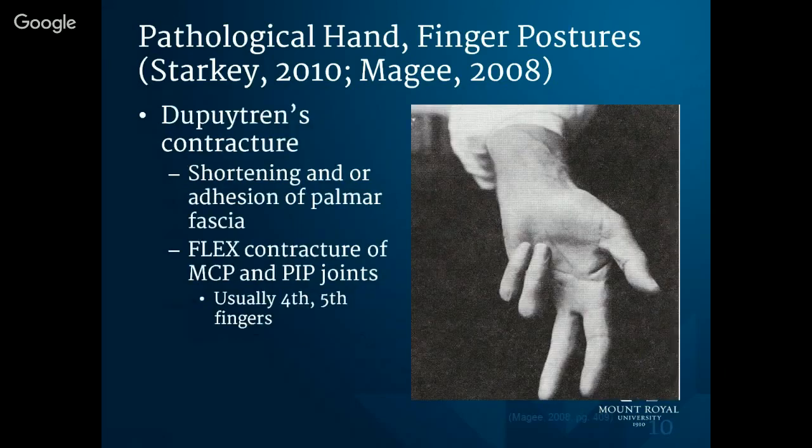Similarly, Dupuytren's contracture results in the same type of posture. There's a flexion contracture of the metacarpophalangeal joint and interphalangeal joints of the fourth and fifth fingers, but this is a result of shortening and/or adhesion of the palmar fascia. This could result from a circulatory issue, from a previous fracture, and from other injuries.